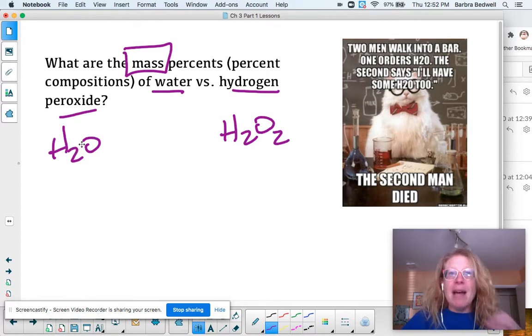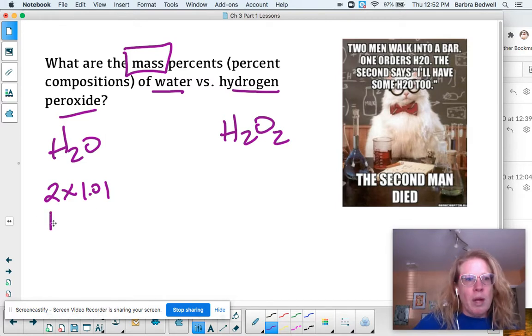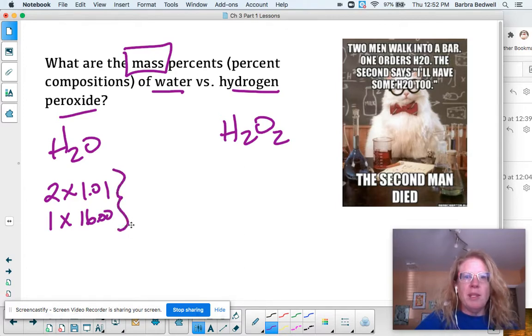This is mass percent that we are referring to, because that's what we can actually identify in a lab situation if we don't know what the formula is. So we would do something like this. I would say, all right, for H2O, there are 2 atoms of hydrogen, and hydrogen weighs 1.01 grams per mole. There is 1 atom of oxygen, which weighs 16.00 grams per mole. And then we try to figure out what this total mass is.